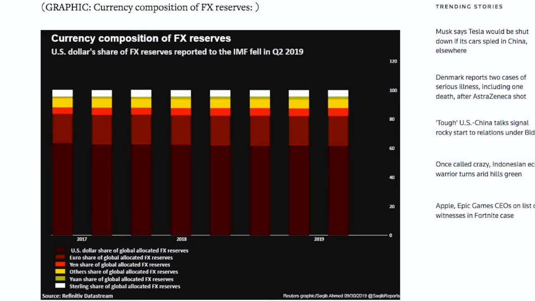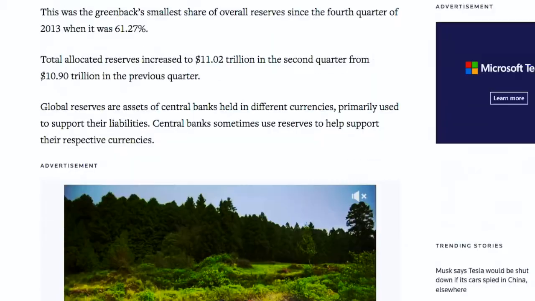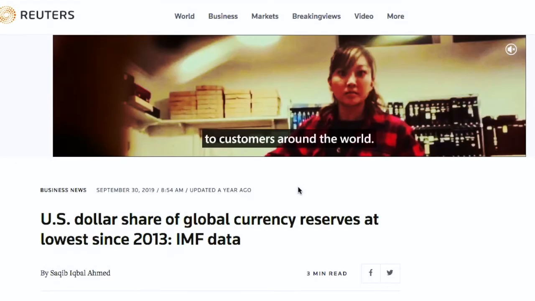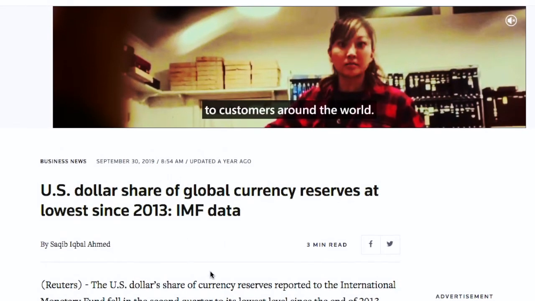And this is from Reuters. So this comes in a Reuters article, so I felt like it was going to be legitimate. And they do an article about the U.S. dollar share of global currency reserves at its lowest point since 2013.